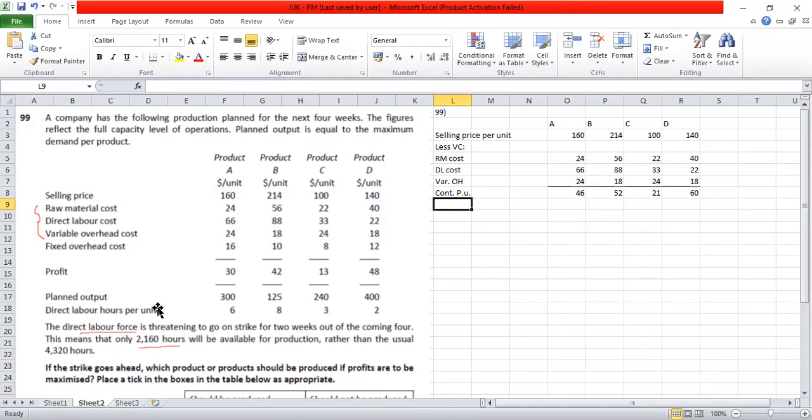If labor is the limiting resource, how many hours of labor are required by each unit of product A, B, C, D? So we see direct labor hours per unit: 6, then 8, then 3, then 2. So we have contribution per unit of labor hour.